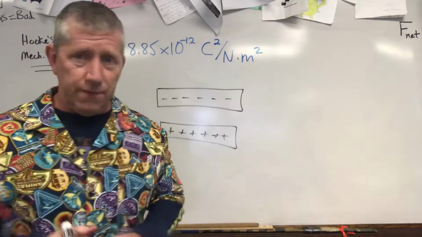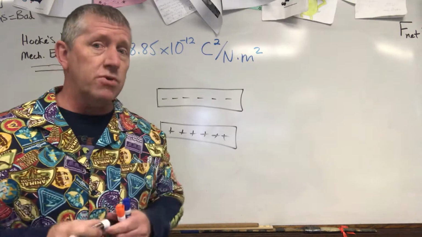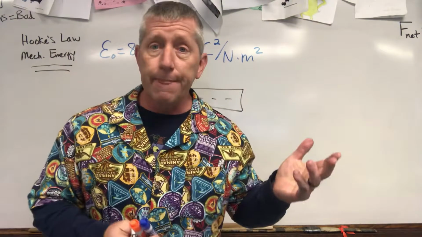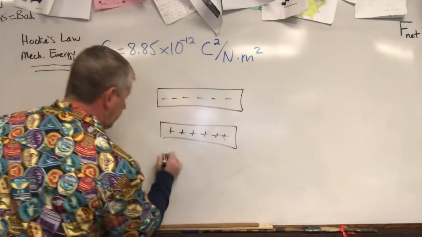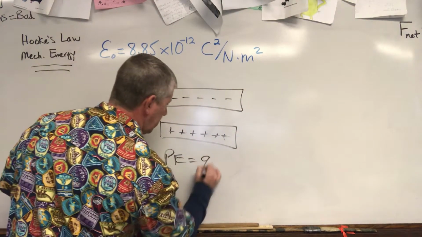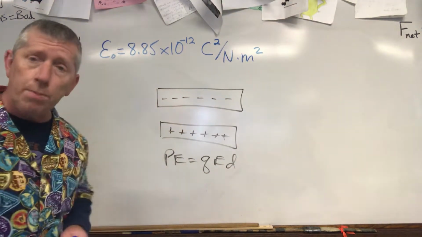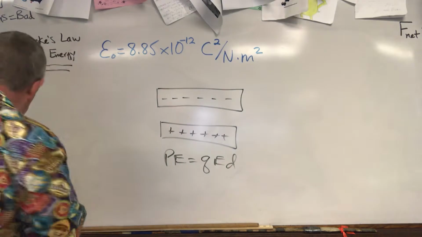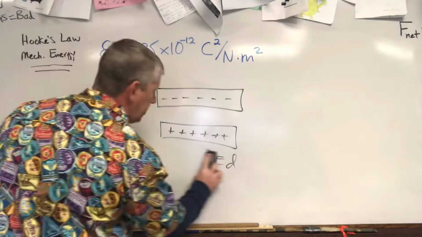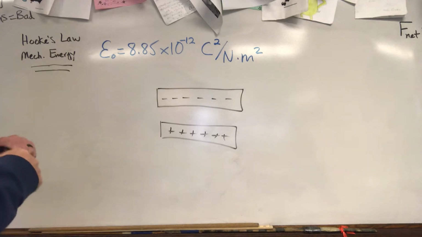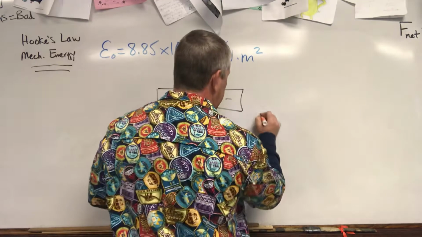What are the equations for that? Our equations for potential energy in a capacitor. Now we have a potential energy of a particle in an electric field. That is PE equals QEd. That comes in handy in your notebook sometimes. But if we want to get the capacitance potential energy, we have an equation, and it looks like this.